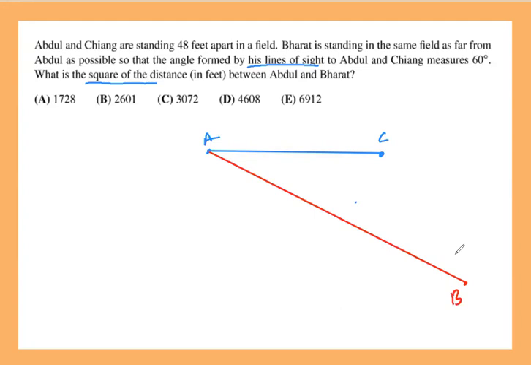If that is my point B, let's understand what the question is actually telling us. We are told that person B's line of sight to A and C makes an angle of 60 degrees, which is why the angle right here at point B is what they are talking about. So this is the 60 degrees. Based on this, we are looking for the distance between A and B, and I'm going to call this X.